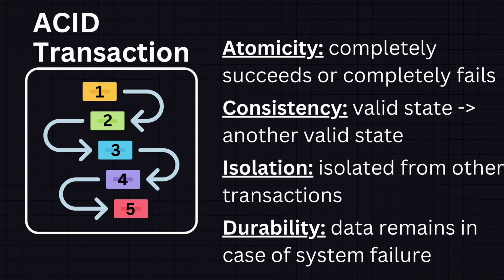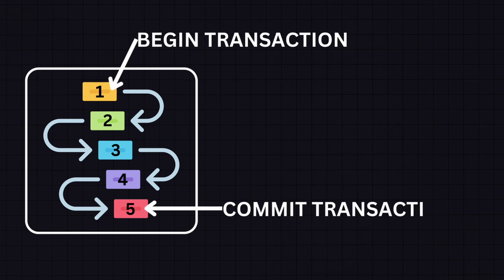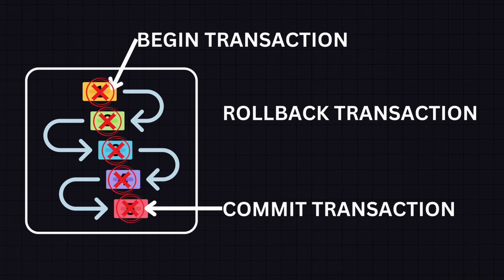The key commands in SQL transactions are begin transaction, which marks the starting point of an explicit transaction. Next, we can commit the transaction, which will save all the changes made during the transaction to the database. And in case one step of the transaction fails, we can do a rollback that will revert all the changes made during the transaction, returning the database to its state at the beginning of the transaction.